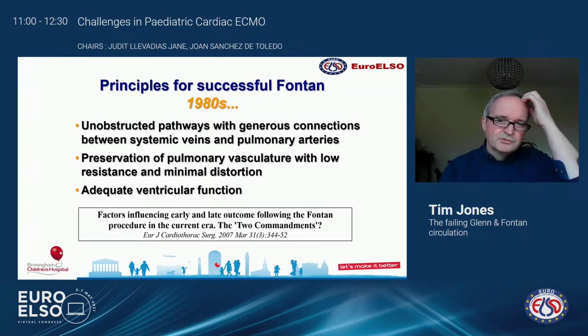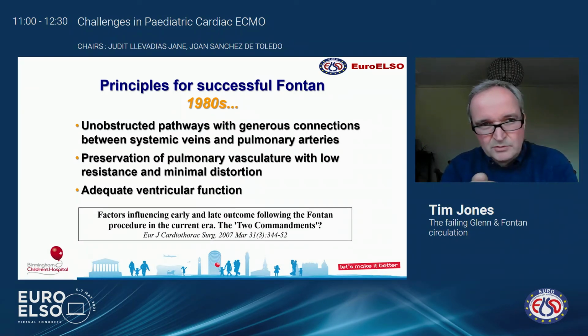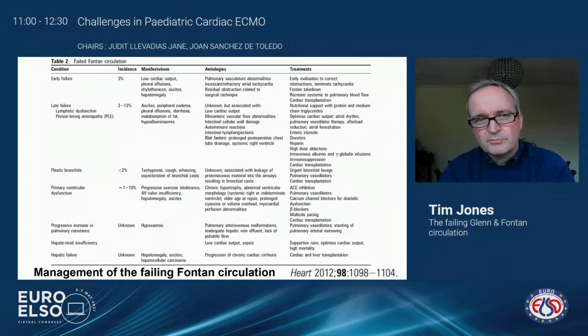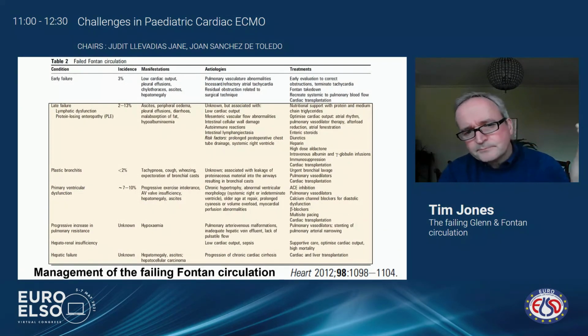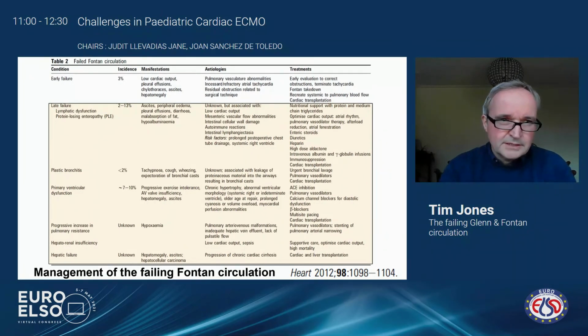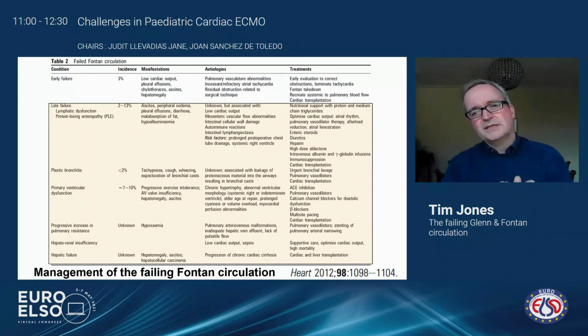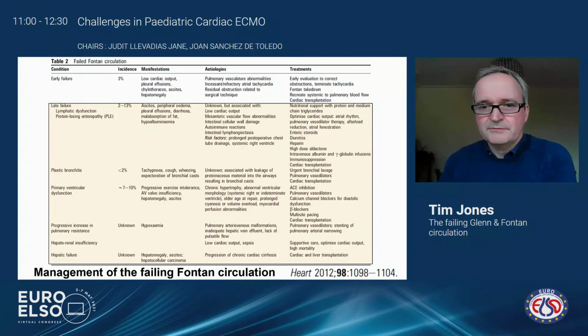And we produced this paper in 2007, Simon McGurk on behalf of our group, where really we said there were basically 2 commandments for a good Fontan, and that was low pulmonary artery pressures with unimpeded pulmonary circulation and good ventricular function. And those are the 2 things you're really looking for preoperatively. Now, as I say, Fontan failure is the focus of entire life's work for people, and particularly cardiologists spend a lot of time focusing on this.